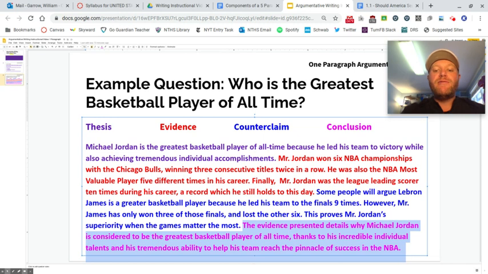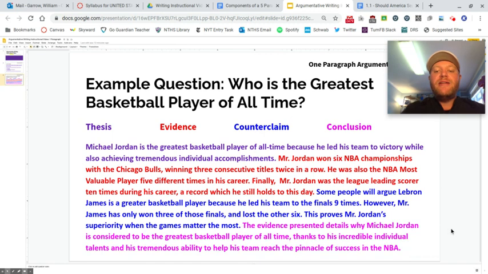So I've restated my thesis saying he's the best of all time because of individual skills and winning with his team. I've proved it with evidence. I've addressed the other side, which is the counterclaim, right, about Mr. James, and restated the thesis in the conclusion, okay? This is the kind of thing that we are looking for in a one-paragraph argumentative write in our history class, okay? Obviously, the questions aren't going to be about a basketball player.